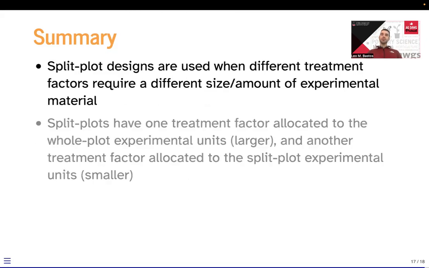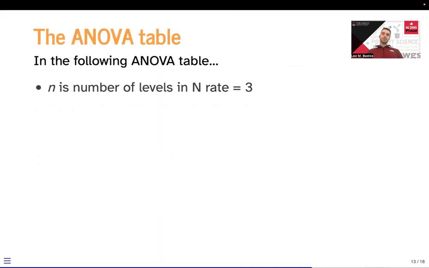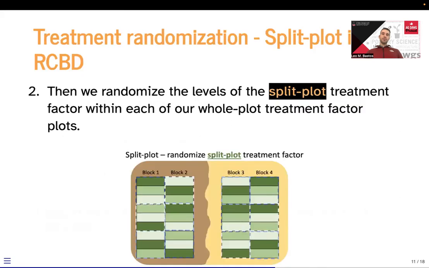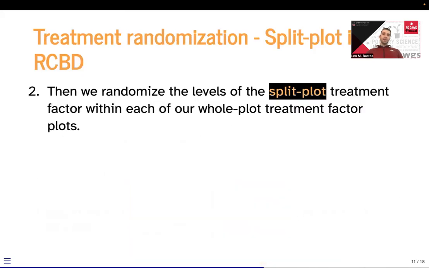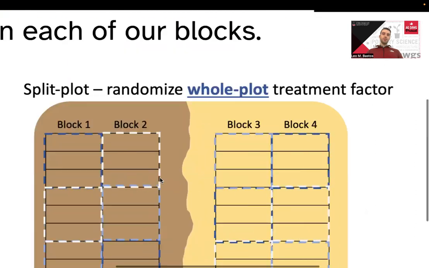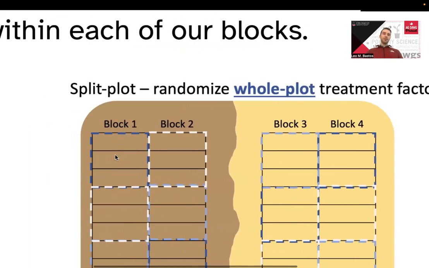So let's just go back to this again. In your case here, if you apply a potassium rate here and then a nitrogen rate here, you're not creating a balanced structure in that case, right? So what we have to do is apply one of the treatment factors to a larger area, and that would be your whole plot experimental unit, right? So this would be the whole plot experimental unit. And then you come in here and you randomize your split plot treatment factor.